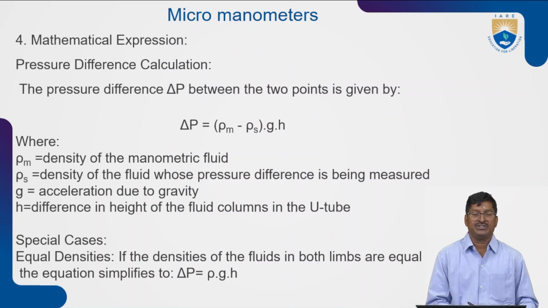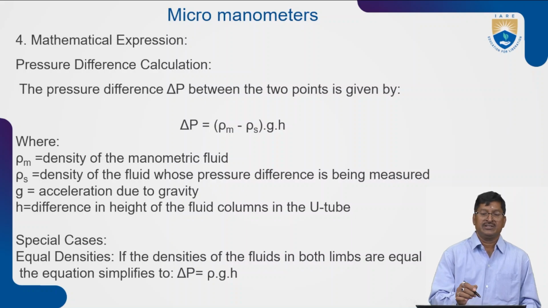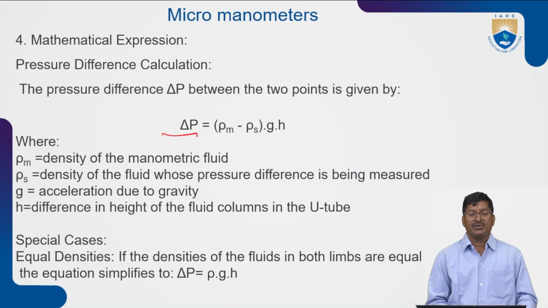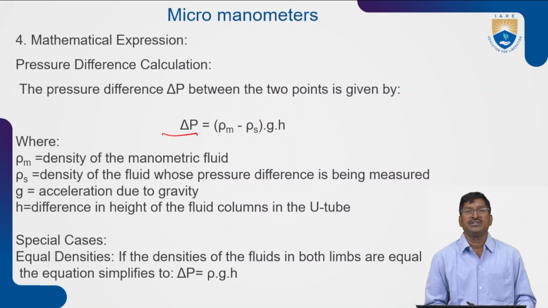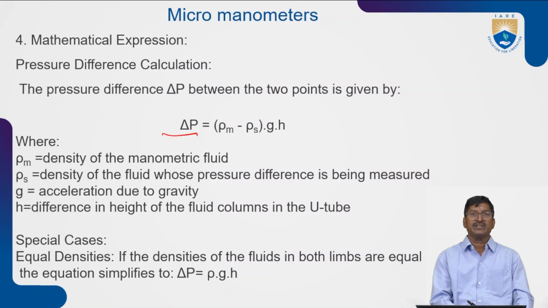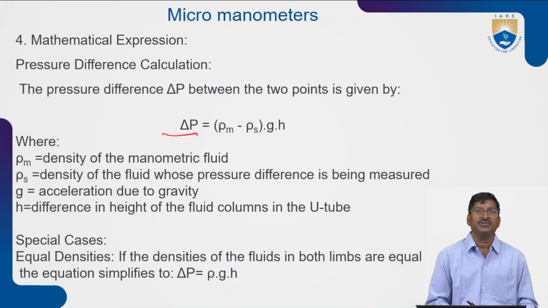So mathematically, if you see the expression for the pressure difference calculation, delta P is equal to (rho m minus rho s) into g h. Here rho m is the density of the manometric fluid, and rho s is the density of the fluid for which the difference is to be measured. g is the acceleration due to gravity, and h is the height of the fluid columns, that means the difference in height of the fluid columns in the U-tube.